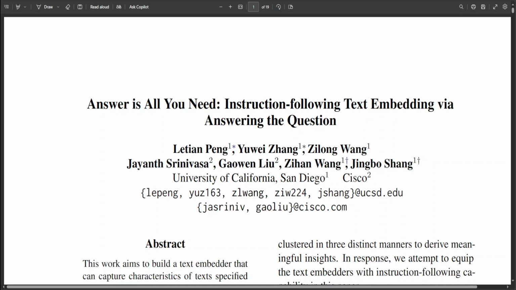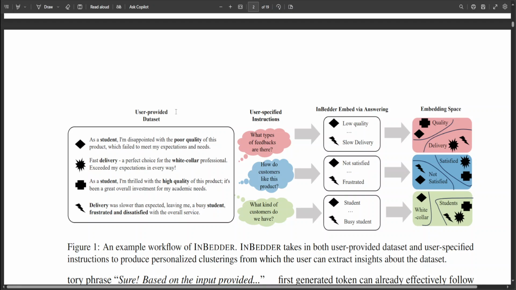After the huge success of "Attention Is All You Need," these researchers present "Answer Is All You Need." Now, in this research, these researchers have presented a very interesting paper on a new instruction-driven text embedding model. This research aims to build a text embedder that can capture characteristics of text specified by user instructions. Despite its tremendous potential to deploy user-oriented embeddings, none of the previous approaches provides a concrete solution for it.